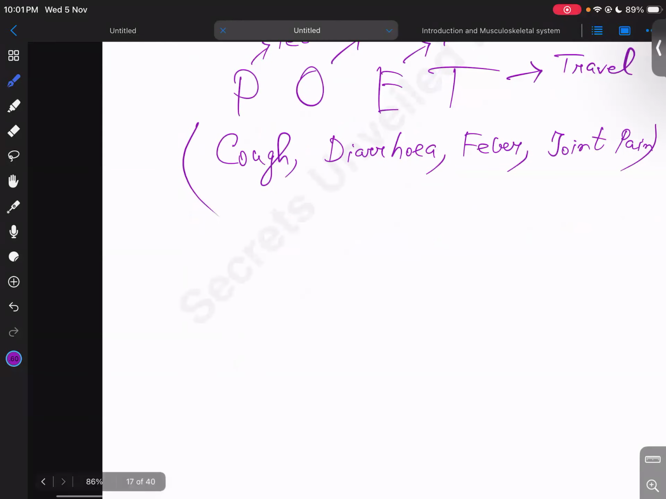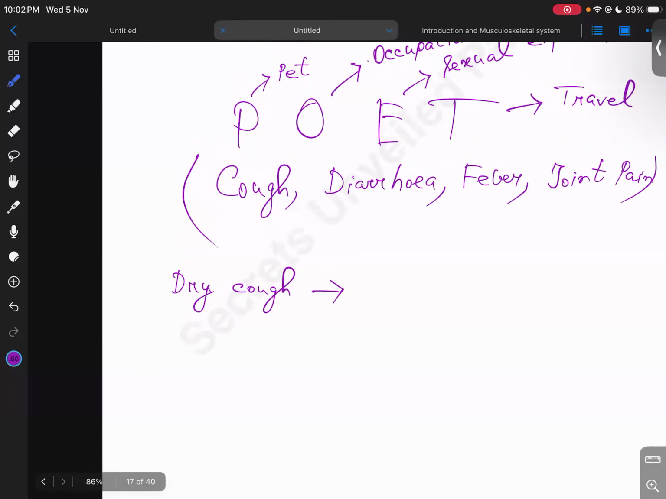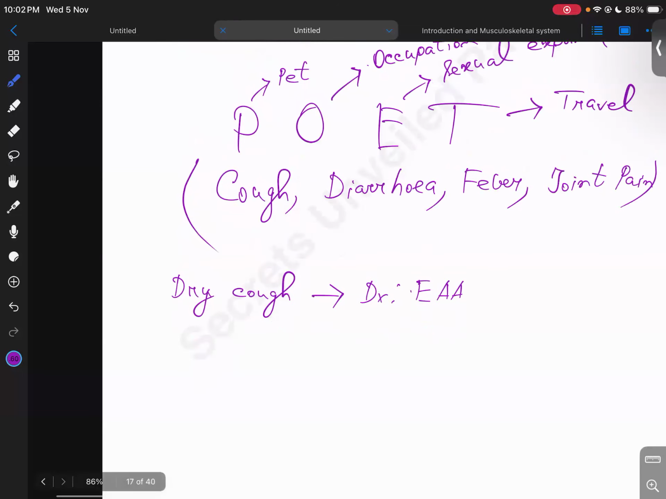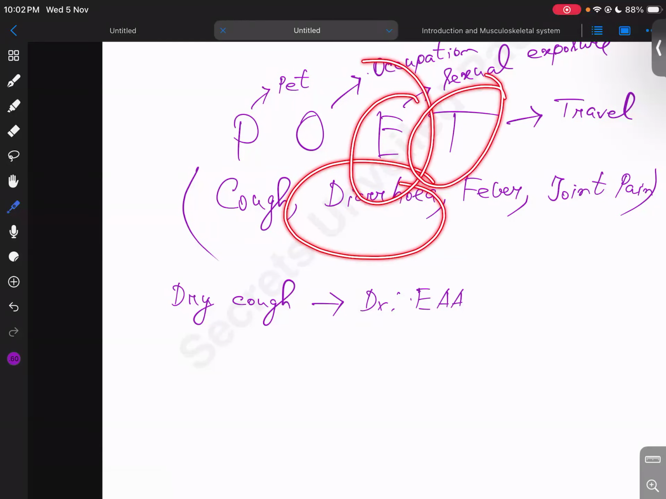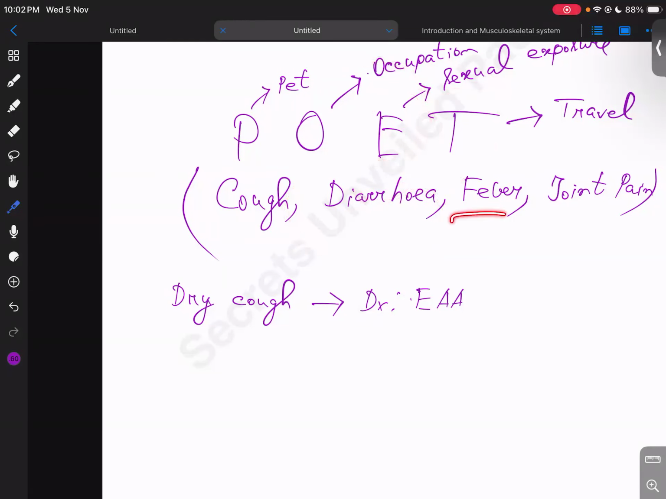Suppose the patient is having dry cough, and the patient raises pigeons. So he has a contact history of pigeons. So what can be the diagnosis here? Extrinsic allergic alveolitis. That is why it is that important. Also, for diarrhea, you have to exclude the exposure history. You have to take the travel history. Also, it goes for fever and joint pain.